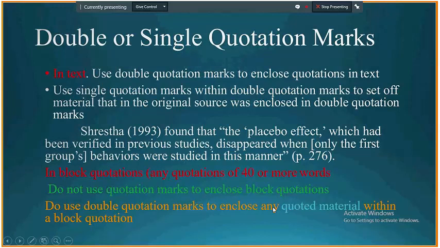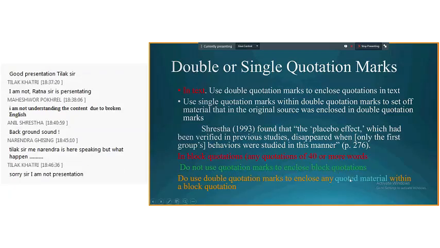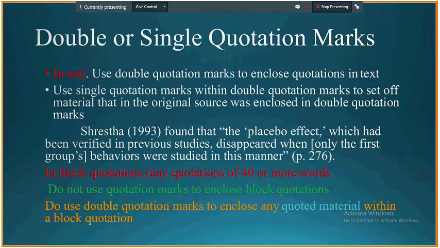Similarly, do use double quotation marks to enclose any quoted material within a block quotation. If there is a block quotation, but there is any quoted material, meaning any specific or technical term, in that case we use double quotation. We can use double quotation within the block quotation. If we cite a block quotation of 40 or more words, in that block quotation we can use double quotation if there is any quoted material, such as the view of a particular person.